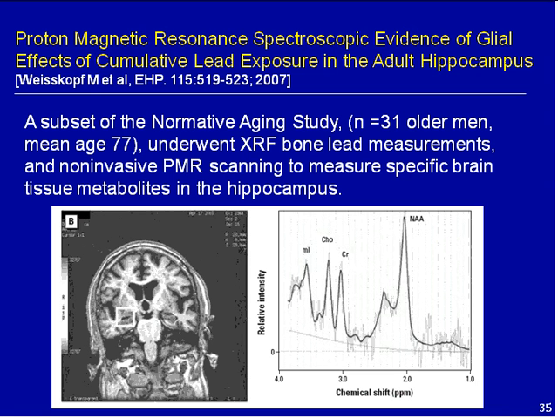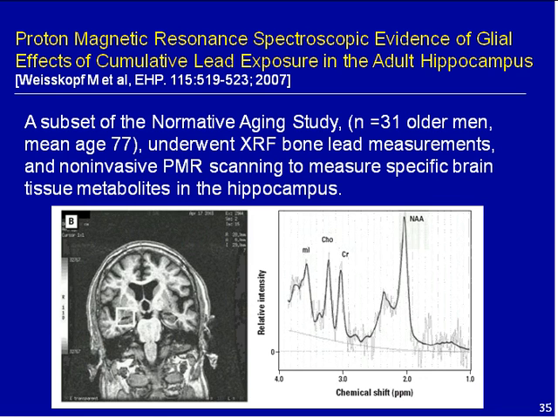An interesting follow-up to this particular study was the fact that they looked at a subset of individuals in this study who were 31 older men at 77 years of age, none of whom had Alzheimer's disease or obvious dementia. None of them were demented, but they underwent both X-ray fluorescence bone lead measurements and a new technique, non-invasive proton magnetic resonance, to scan specific brain tissue metabolites in the hippocampus.